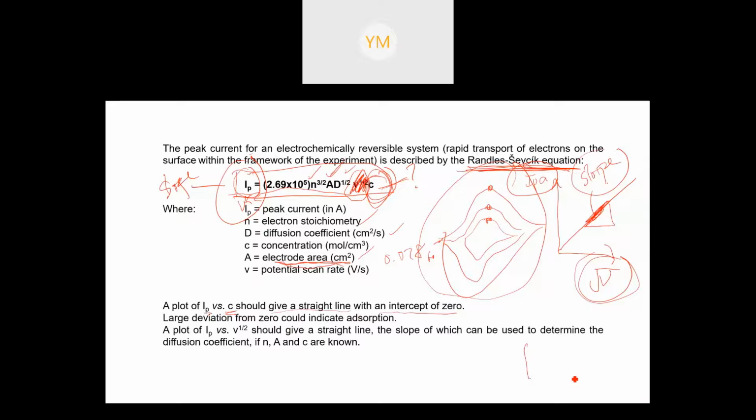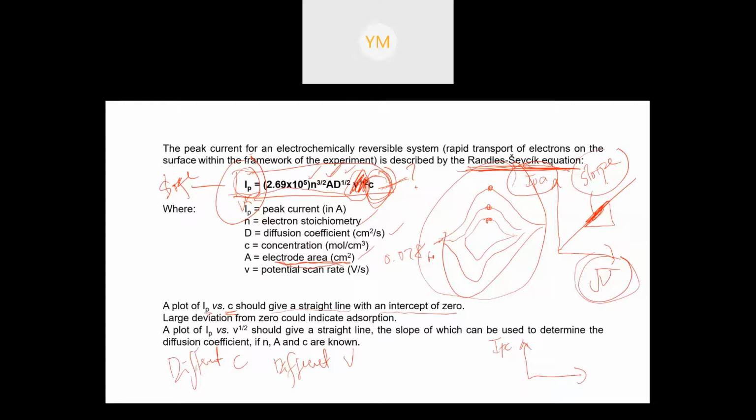Okay, you also can plot IP versus... there are two parts in that lab. One is different scan rate. One more is different concentration, different C. Okay, you have two sets of data.